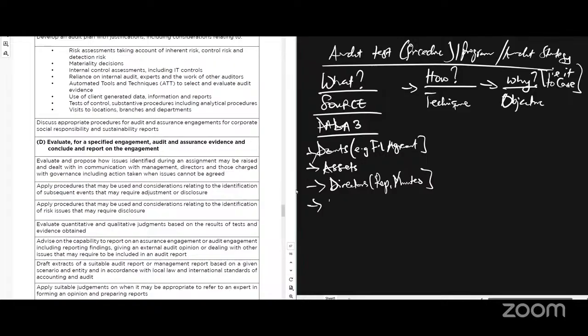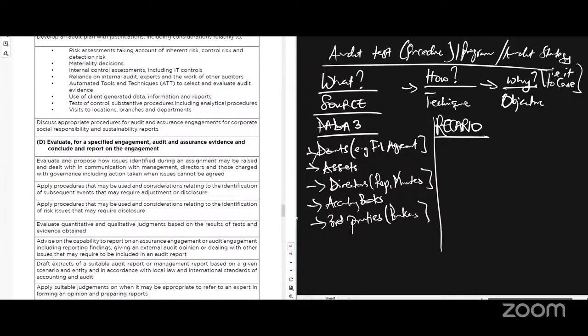Then we have the accounting books, which are the ledgers, the day books, all those accounting records. Then we have third parties. Remember, third parties also serve as a source of evidence, like your bankers, your lawyers, your creditors. So that's the source of evidence. Then how do we test it? You test by using our good friend, reperformance. So what is reperformance? You can reperform something. Let's say they did a cash count and you are not sure about it. You can reperform the cash count.